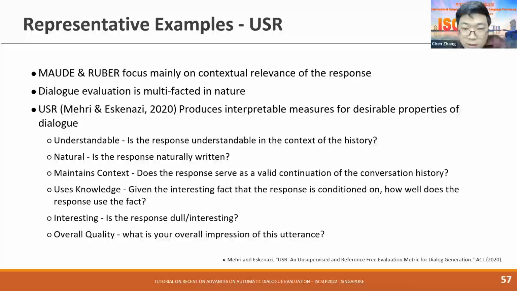And the fourth one is uses knowledge. This means whether the generated response is grounded in external knowledge, whether it truthfully delivers the information that is covered in the external knowledge base. For example, the dataset Topical-Chat that we just mentioned can be used to train models that specifically evaluate such a dimension. And the last one, interesting, is whether the response is engaging or whether it is dull. And then finally, the overall quality, which is the overall impression of the utterance.